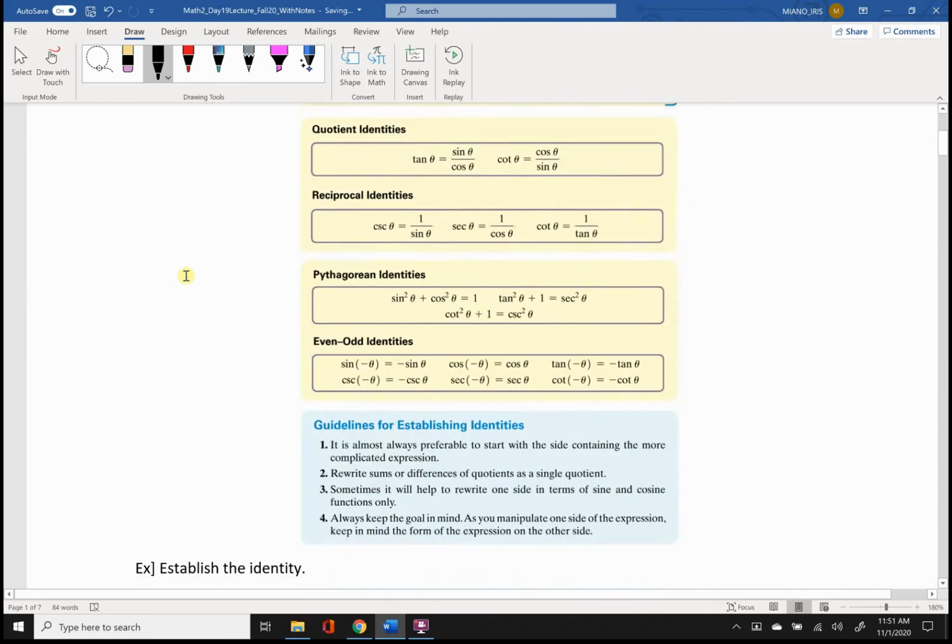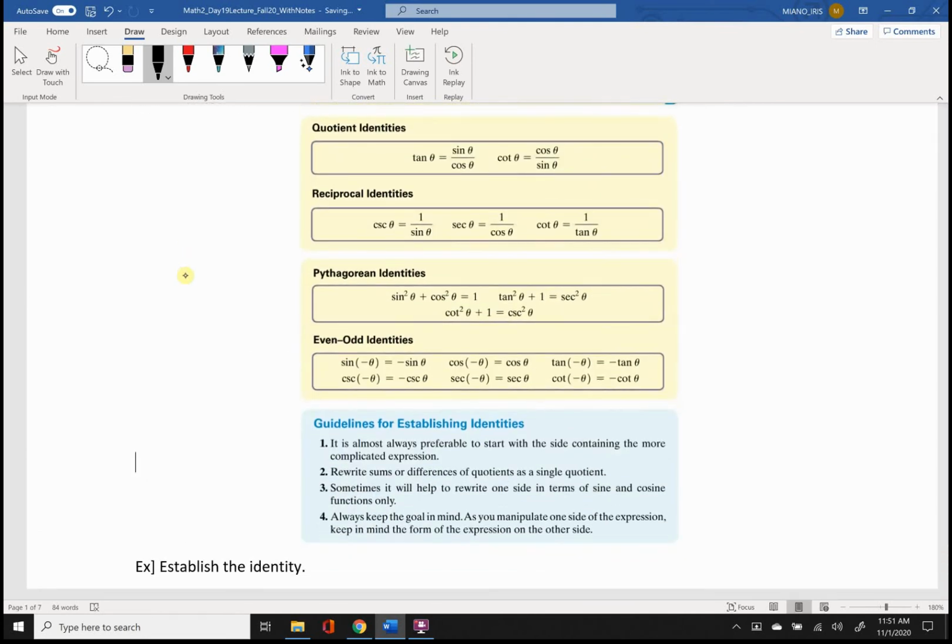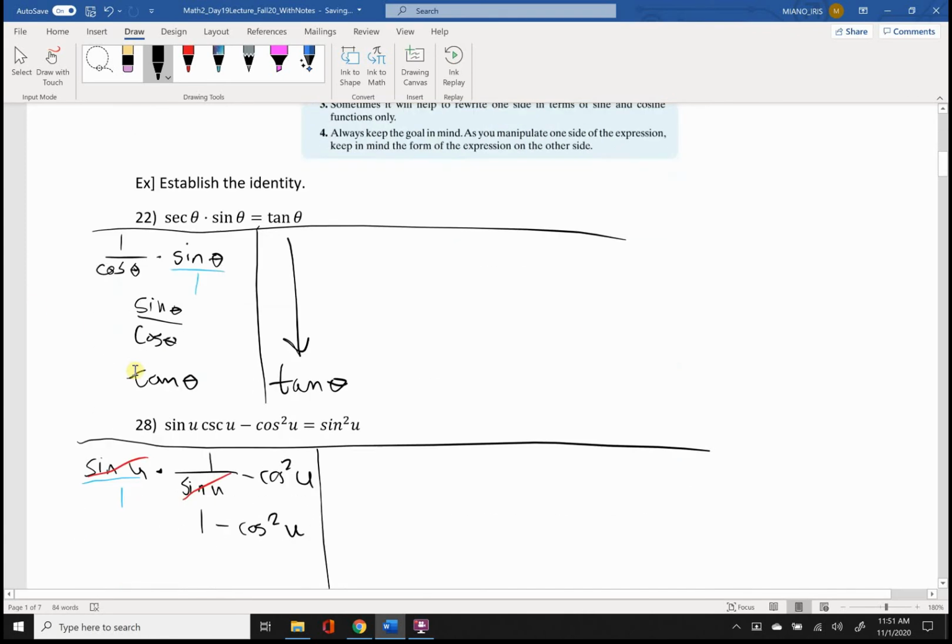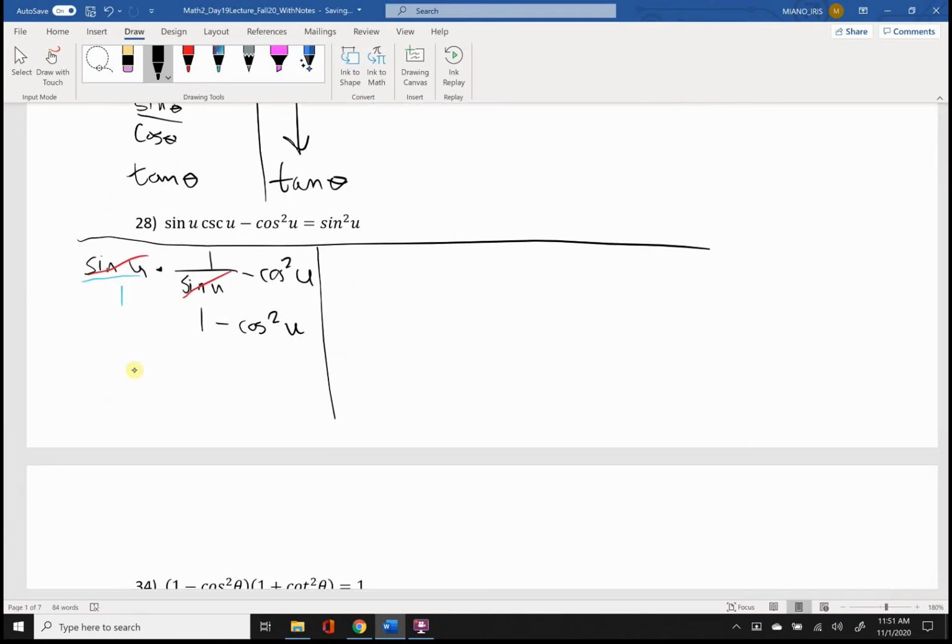So by that, I mean, you can redefine the cosine squared theta as 1 minus sine squared theta. If you just subtract sine squared theta from both sides, you will get that equivalent equation. So that's what I'm going to use right here.